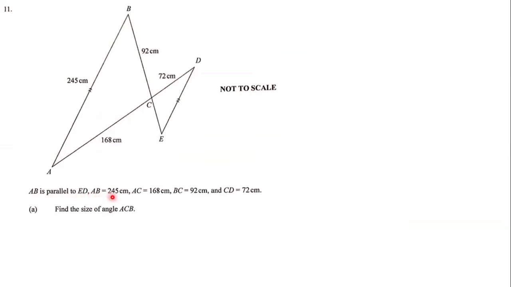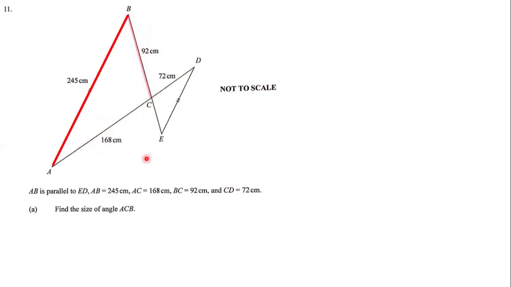Next, this question says that AB is parallel to ED. AB is equal to 245 centimeters, AC is equal to 168 centimeters, BC is equal to 92 centimeters, and CD is equal to 72 centimeters. Find the size of angle ACB. So what they really want us to figure out is the size of this particular angle.